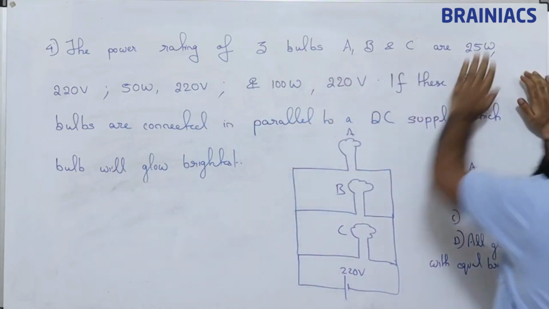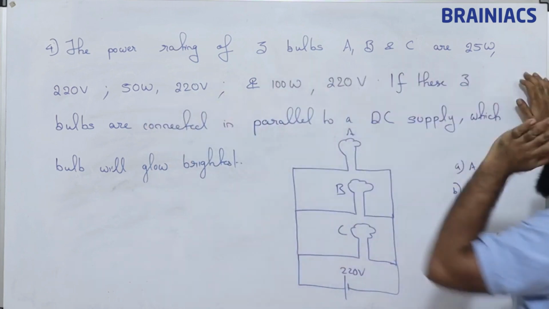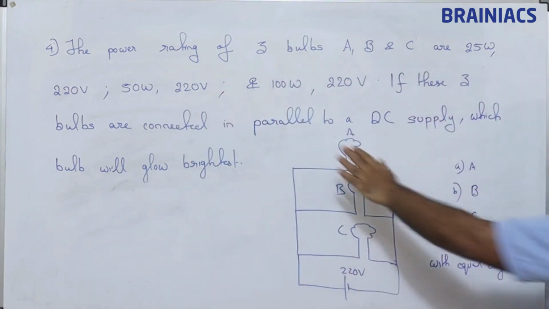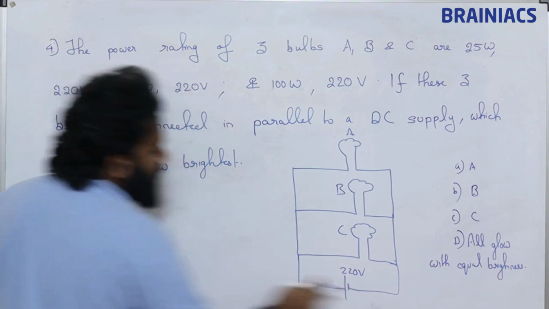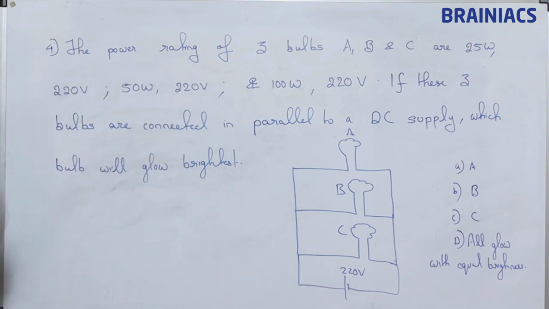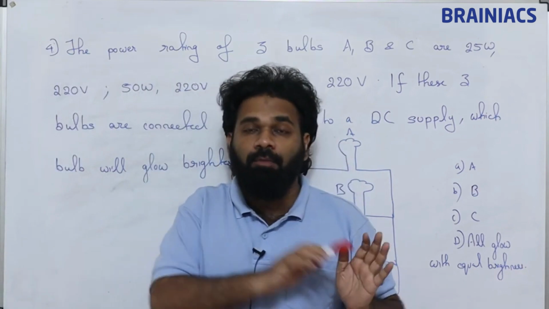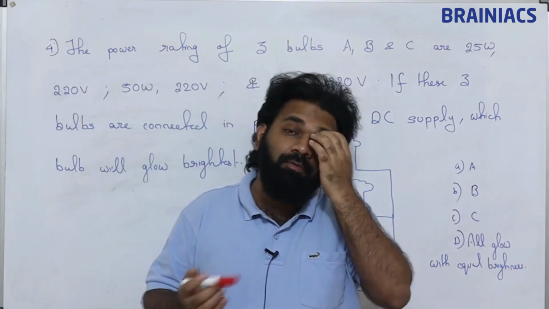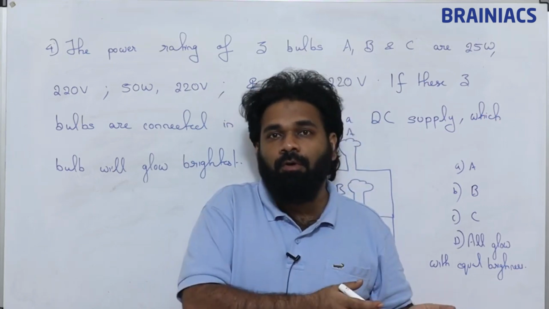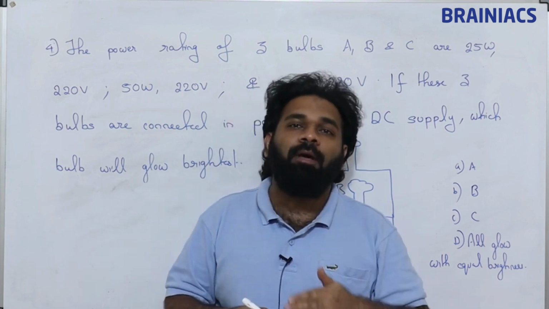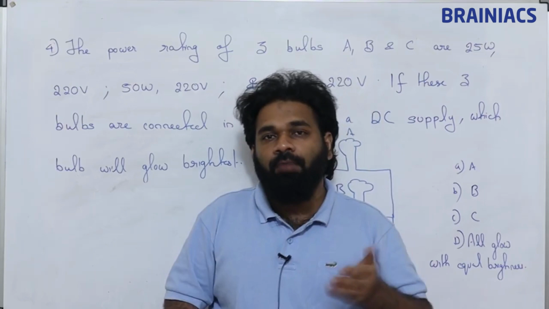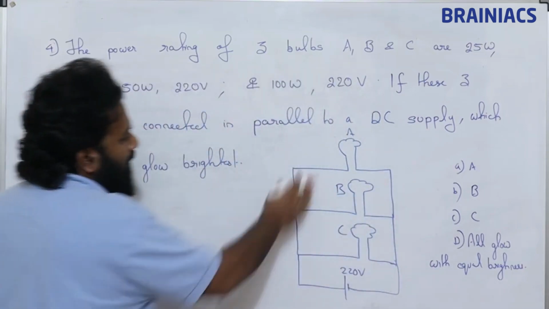Next question, students. This question is the same: bulbs A, B, C of 25, 50, 100 watt, all at 220 volts. If these bulbs are connected in parallel to a DC supply, which bulb will glow brightest? That is the question here. In series connection, current will be the same through the circuit, so to find power it is easy to concentrate on current, P is equal to I square R. If they are connected in parallel, V square by R is the easiest method, because the voltage will be common and the same for all.